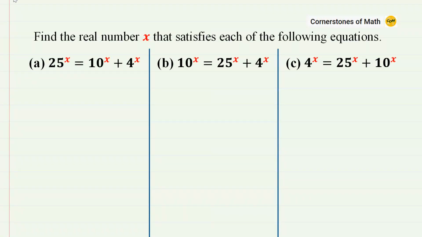Today we are going to solve some exponential equations. In fact, we are going to solve 3 exponential equations of the same type in this single video. That sounds pretty exciting, so let's get right on to them.